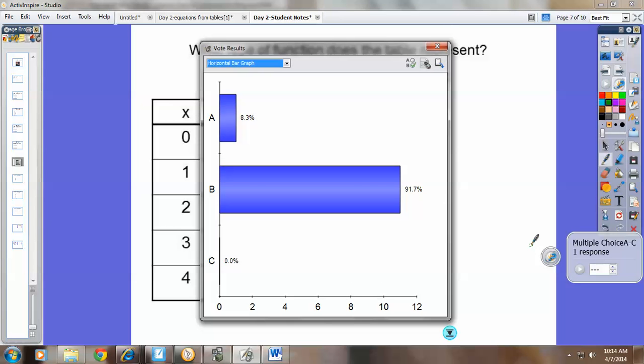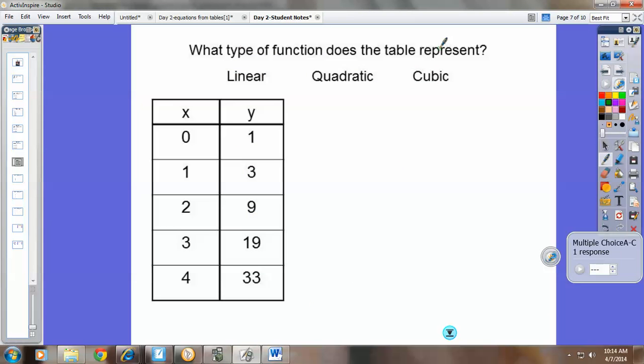Most of you said B. Look at this one, please, with me, guys. You can work ahead as we're waiting, but go ahead and stop and follow along with me. If you look at this table, the first difference: 3 minus 1, 9 minus 3, 19 minus 9, 33 minus 19. 14, is that right? Okay.